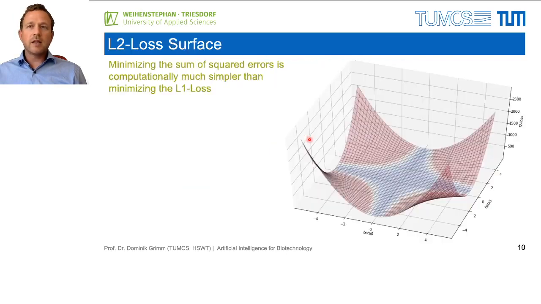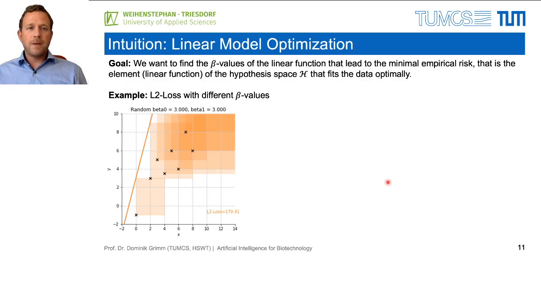So now let's look here at the surface again. This is the surface of the L2 loss. So here again we have the beta 0 and the beta 1, so different beta values, and I plotted all the possible losses for these beta values. That's the surface. And again now we have to find here the gradient that leads here to the minimal point, which then leads to the optimal beta 0 and beta 1 value. So again, minimizing the sum of squared errors is computationally much simpler than minimizing the L1 loss, because we can compute derivatives.